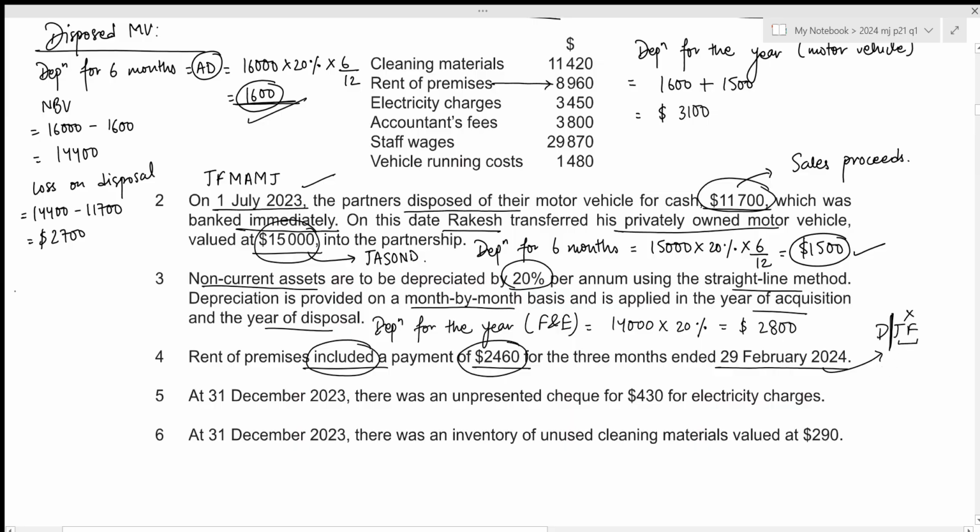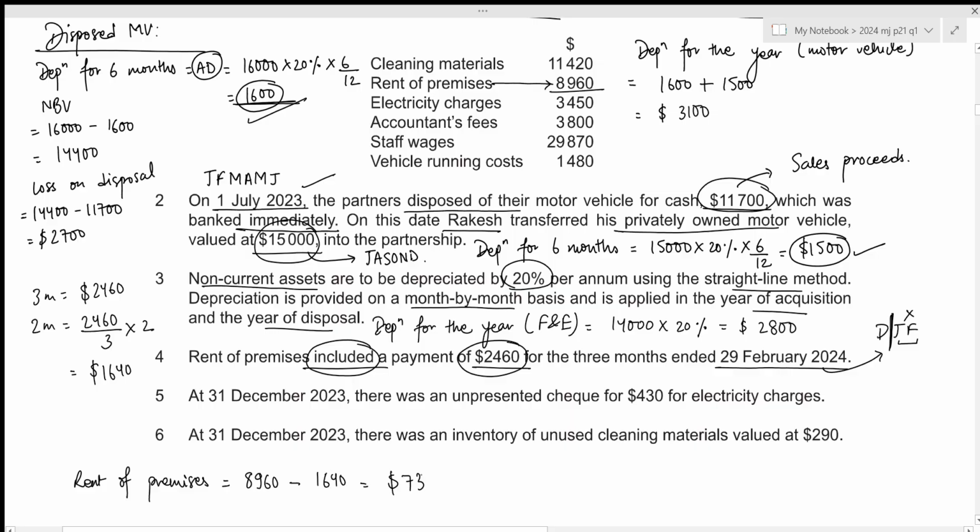Let's calculate it. For 3 months, we know that the amount is 2,460. It means that for 2 months, the amount will be 2,460 divided by 3 times 2. And this will result in the value of 1,640. So the correct rent of premises, we start with the amount given, which is 8,960, and then we remove the amount for the months of January and February for the year 2024, so minus 1640. This results in the amount of 7,320.